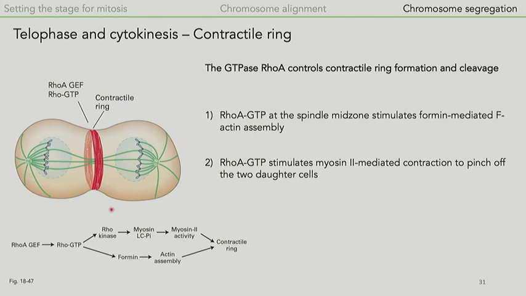At the same time, the Rho GTPase is also going to stimulate the activity of the F-actin motor, myosin-2 in particular. We talked about myosin-2 within the context of contraction of your muscles, right? So myosin-2 is a contractile motor. And so there's myosin-2 all around this ring. And as the myosin-2 becomes active, it's going to ratchet this ring closed. And by doing so, we'll actually pinch off the two daughters from each other.